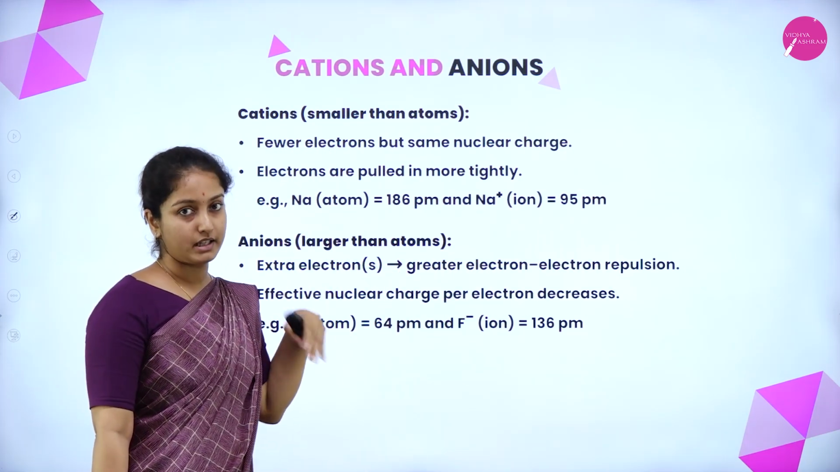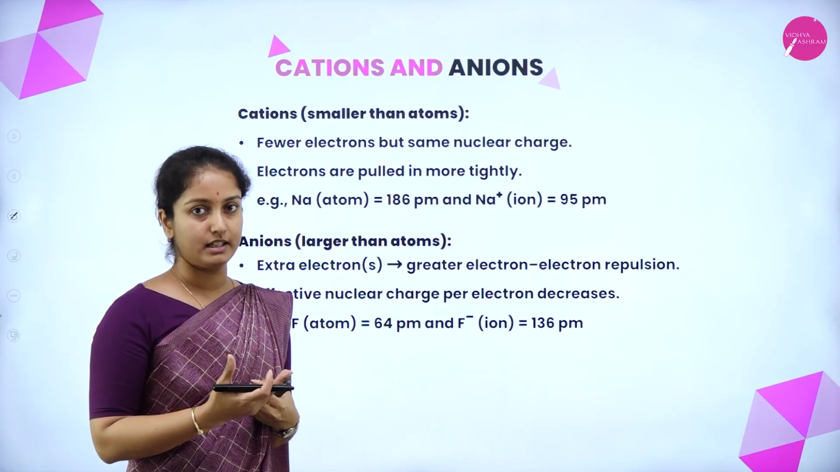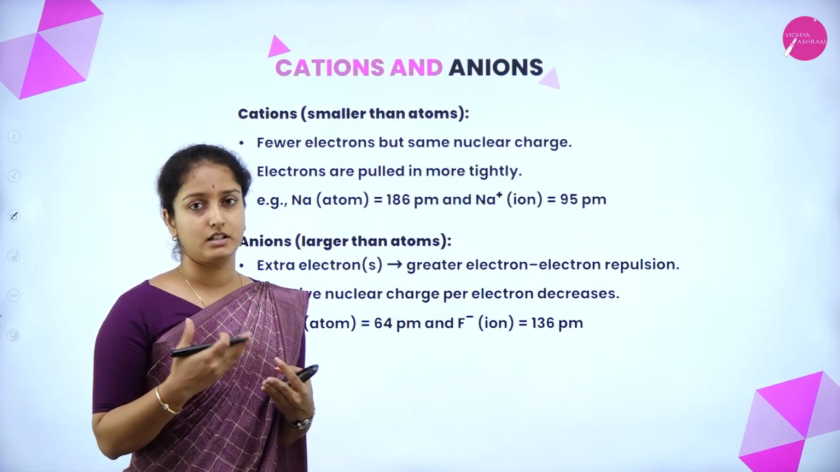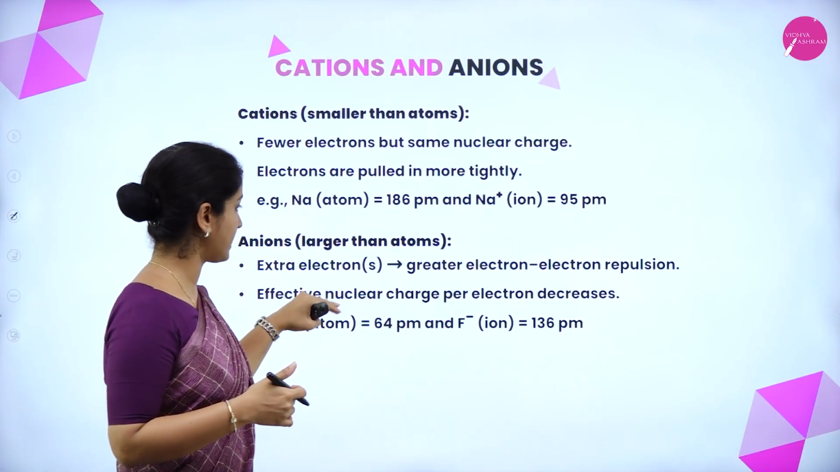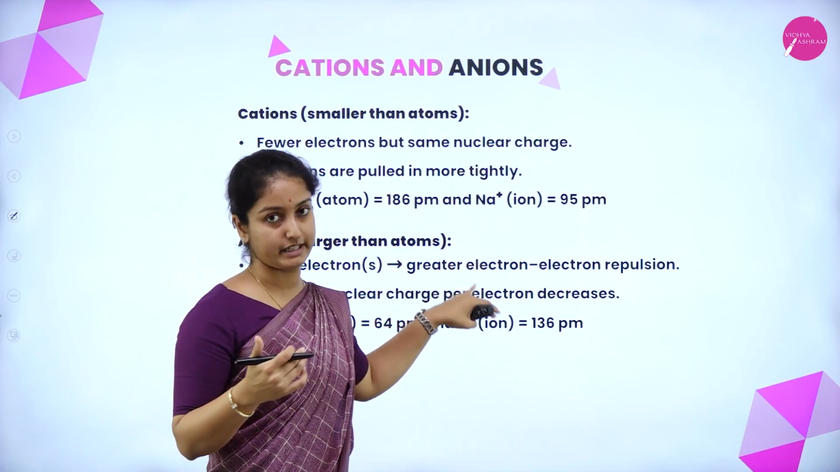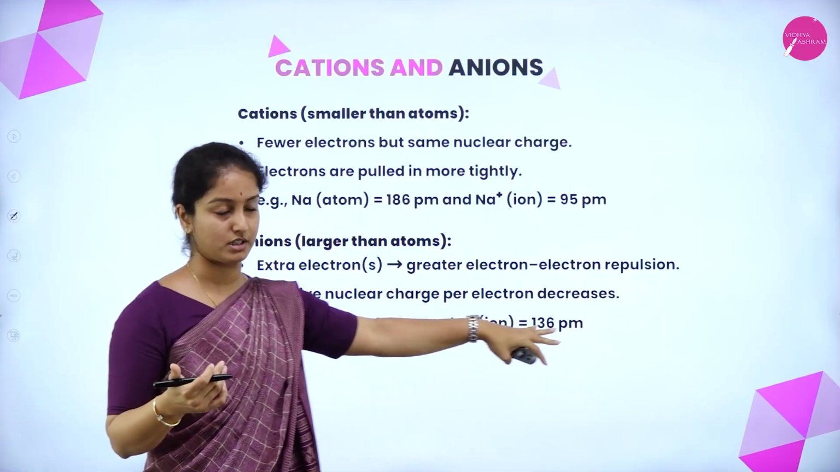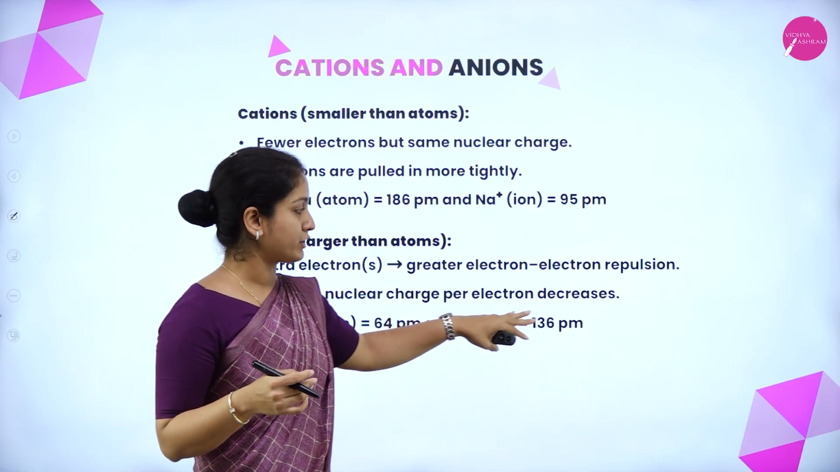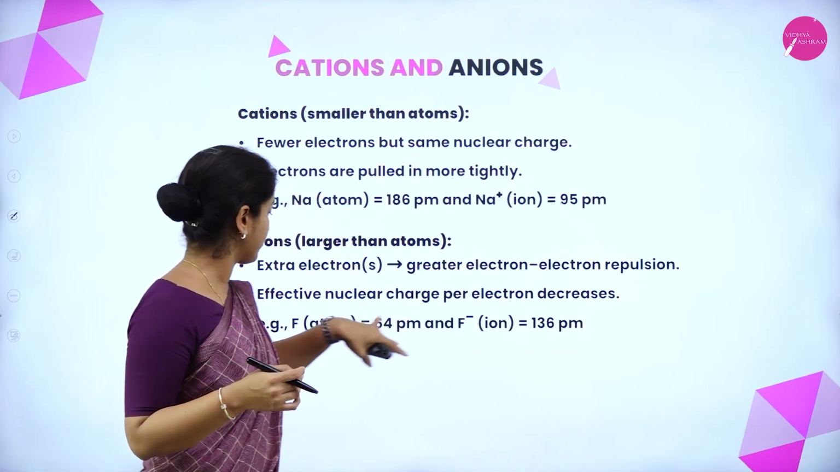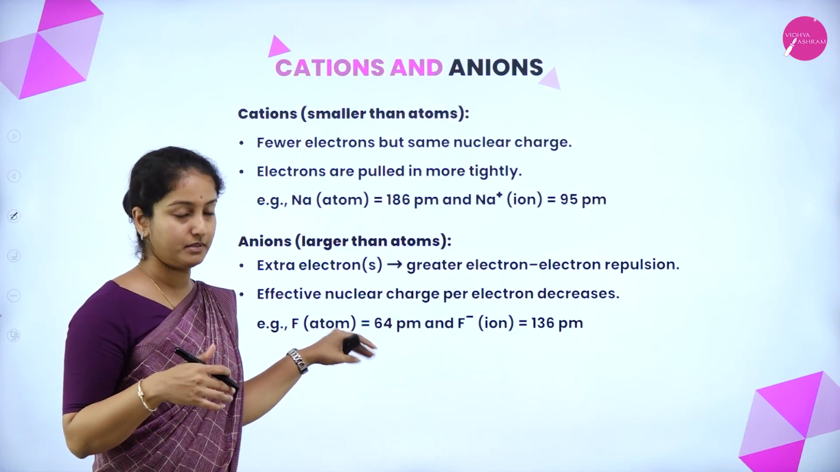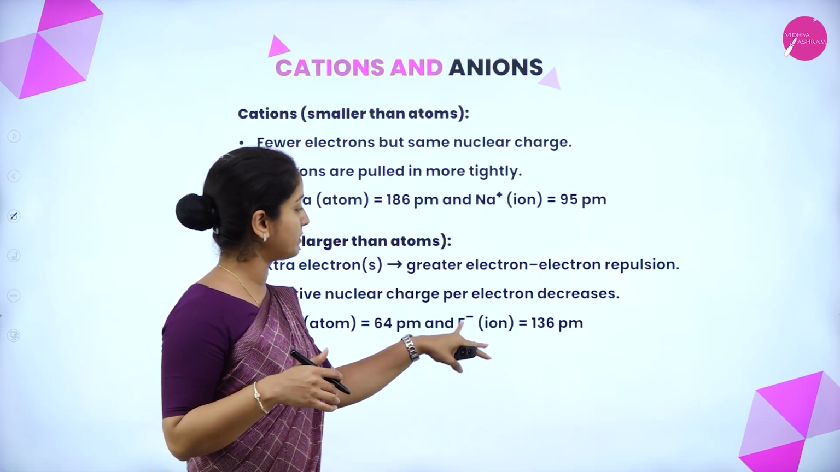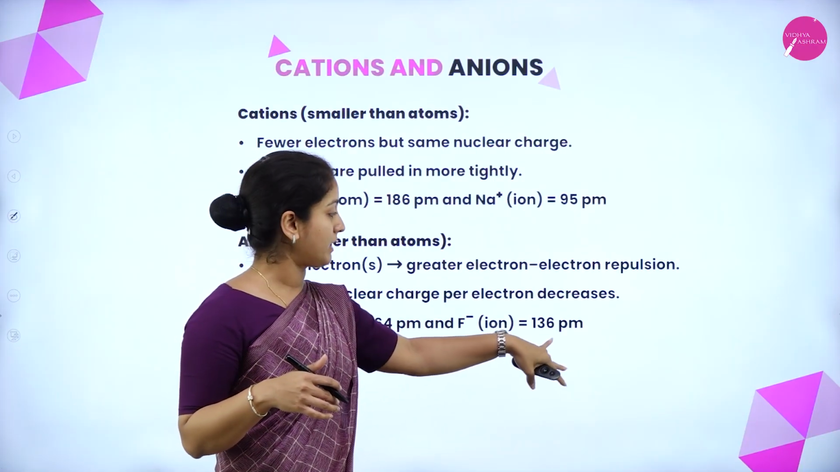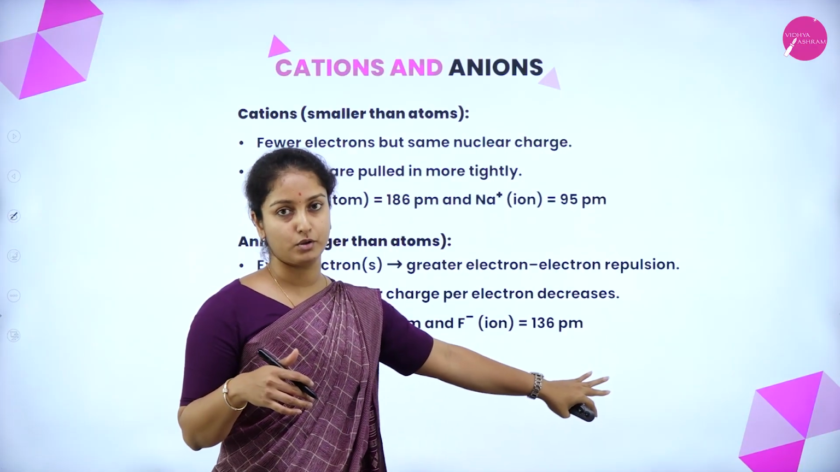When it comes to anions, they will be larger than the actual atoms because anions are formed when electrons are added to the outermost shell. The extra electrons are responsible for greater electron-electron repulsion, and the effective nuclear charge per electron will decrease. Therefore, a fluorine atom with a length of 64 picometer becomes a fluoride ion with 136 picometer.